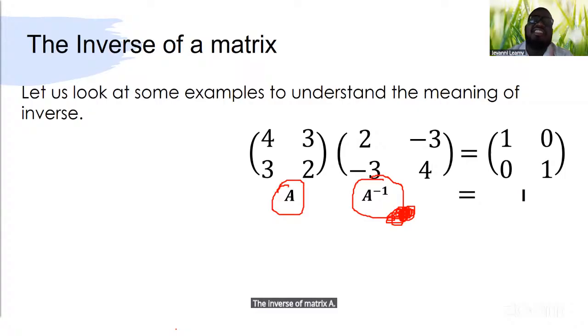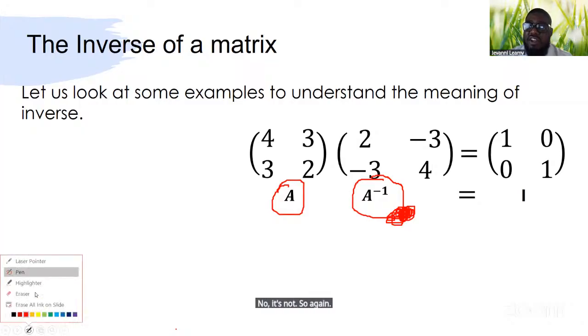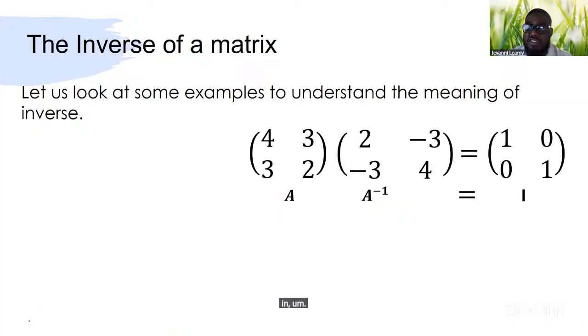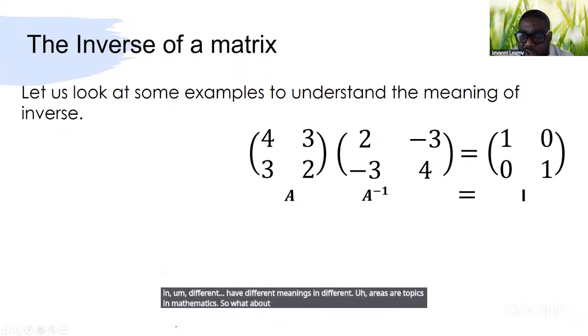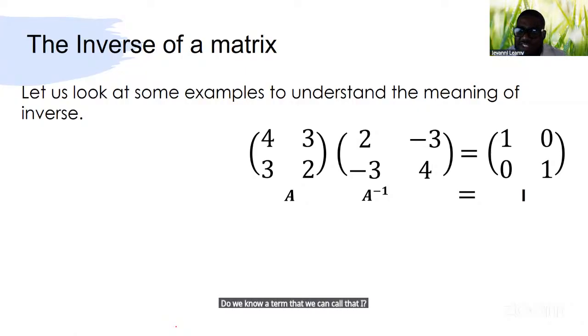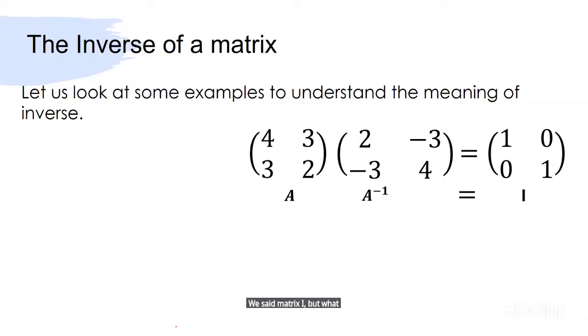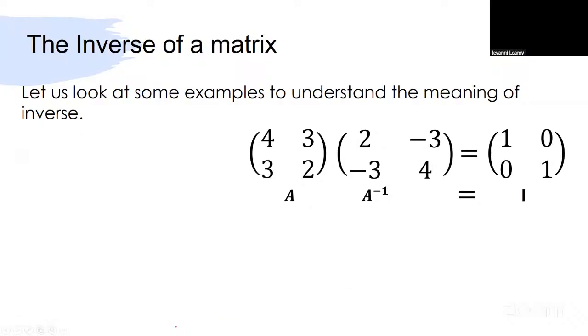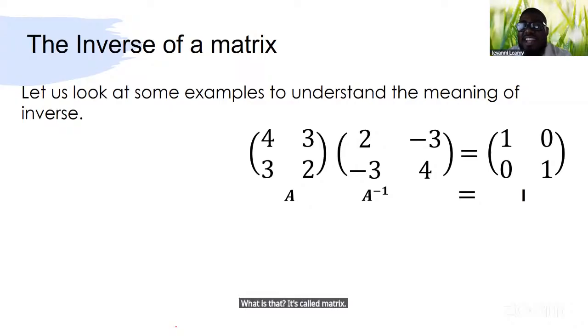Again, this is not indices, where you have a base raised to a power. You might look at the thing at the top and say it's a negative 1 power. No, it's not. Certain things have different meanings in different areas or topics in mathematics. What about the one over here, the I? It's called the identity matrix.